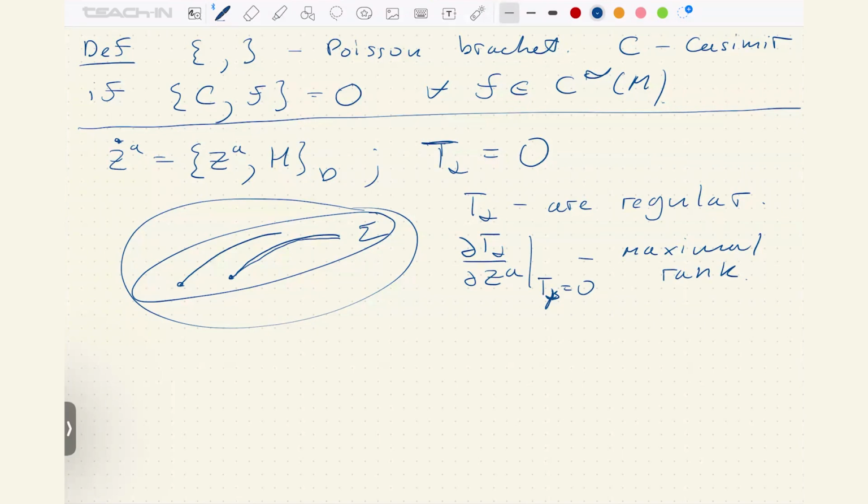And in fact, you see all physical dynamics happens in this surface sigma and is governed by this equation, which looks pretty much like a Hamiltonian equation. And actually, it can be consistently restricted to sigma where it becomes really just a Hamiltonian equation. So let's try to understand it.